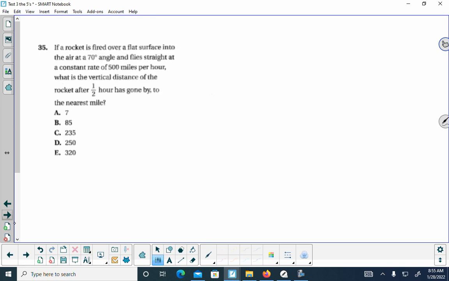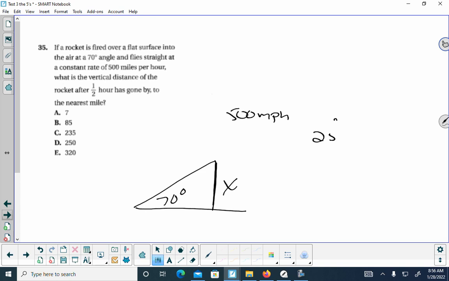A rocket is fired over a flat surface. So here's my flat surface at a 70-degree angle and flies straight at a constant rate of 500 miles per hour. What is the vertical distance of the rocket after half an hour? Well, if I'm going 500 miles per hour, after half an hour, I've only gone 250. And remember, these are our vectors. That speed or that distance is going to be the magnitude. So I'm going to do 250 here.